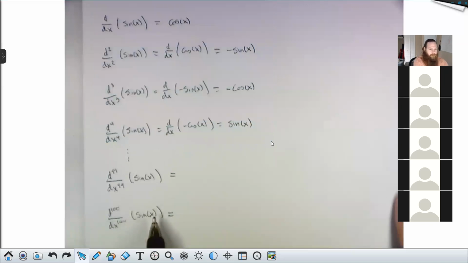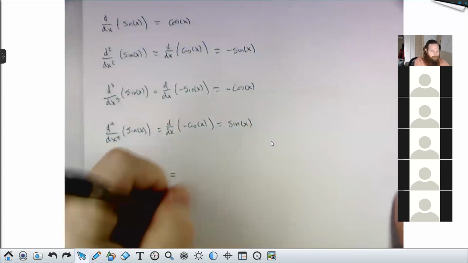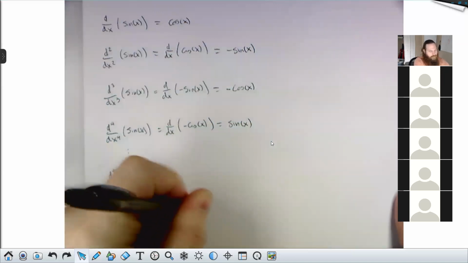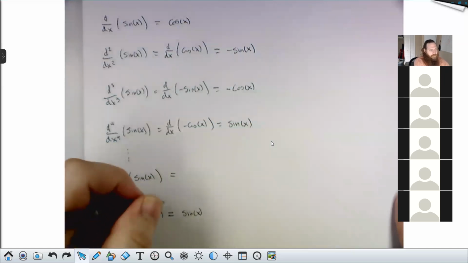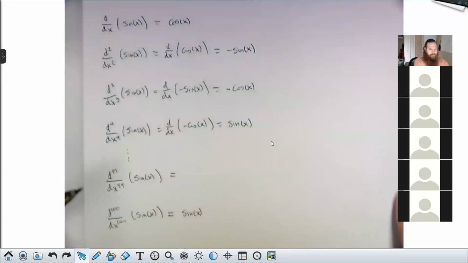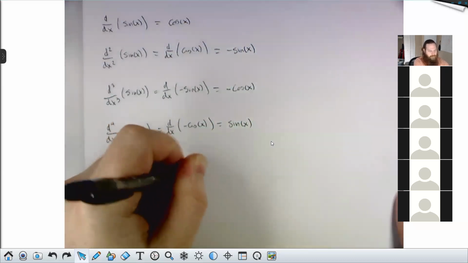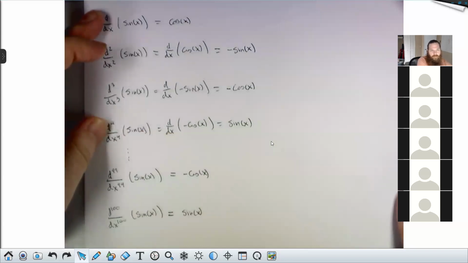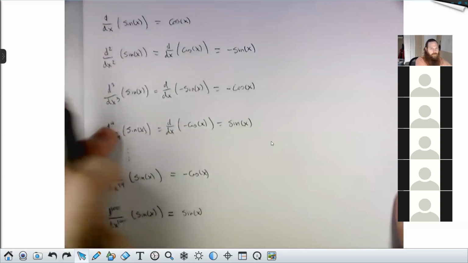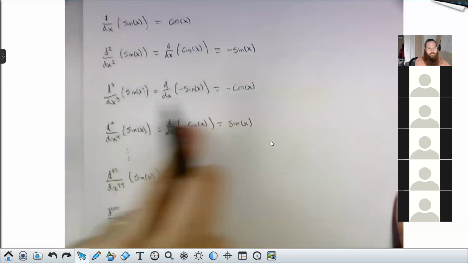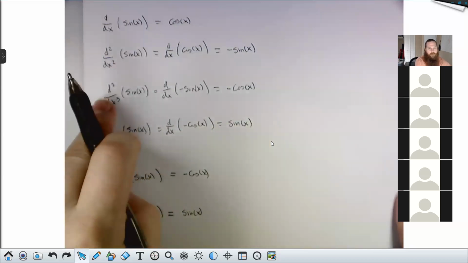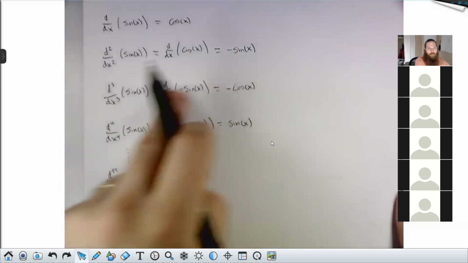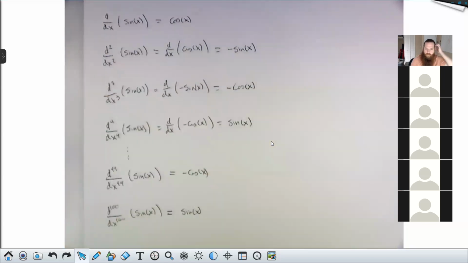So what is the 100th derivative of sine? Sine x. Yeah, sine. So what's the 99th derivative? Negative cosine. Perfect. You just have to figure out where you are in this cycle. If the 100th derivative puts you at the same spot as the fourth derivative in this cycle, then the 99th derivative puts you at the same spot as the third derivative in this cycle. Cool stuff, right?